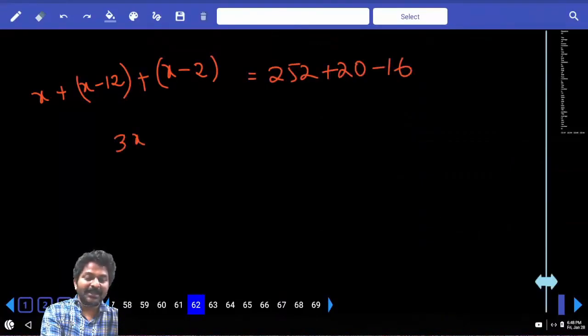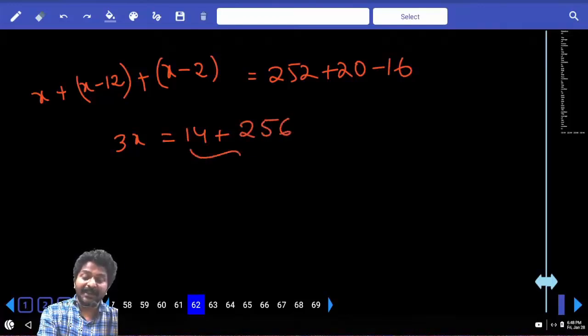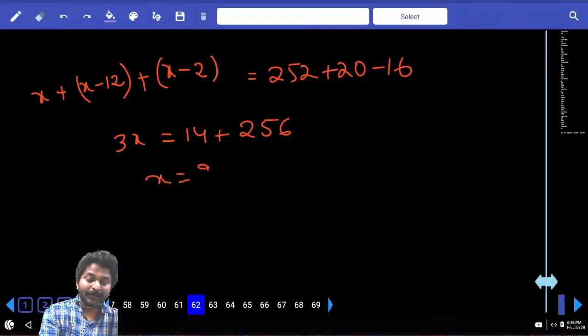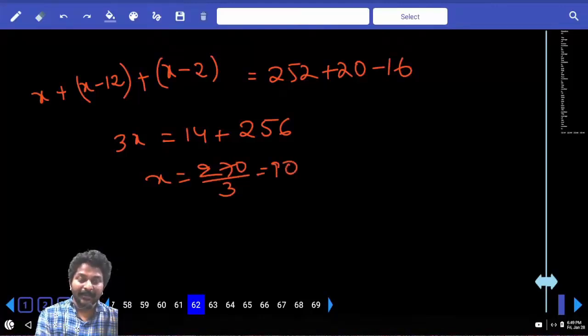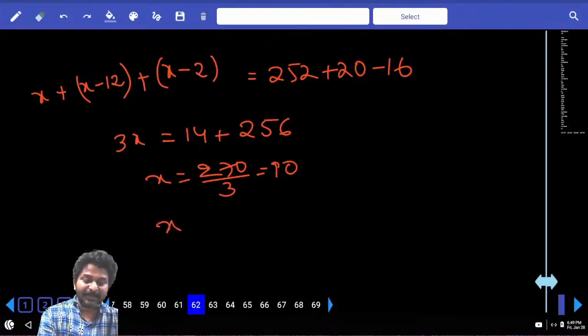3x minus 14, goes to right hand side, plus 14. 20 minus 16. 252 plus 4, 256. Left hand side total value 270. Then x is equal to 270 by 3, which is 90. Correct? What is your question about? Average of 5th number and 7th number is x minus 1 only. Come on. If x is 90, x minus 1 is 89.